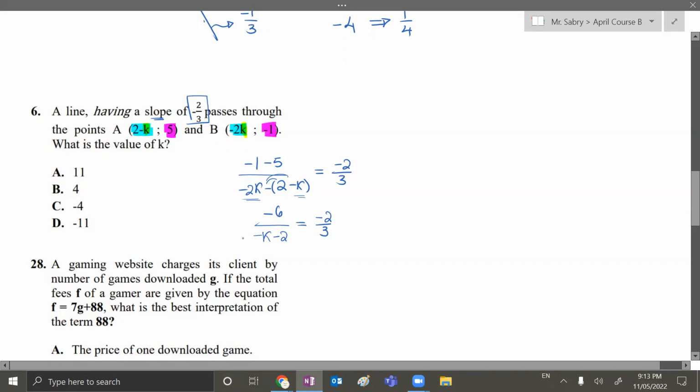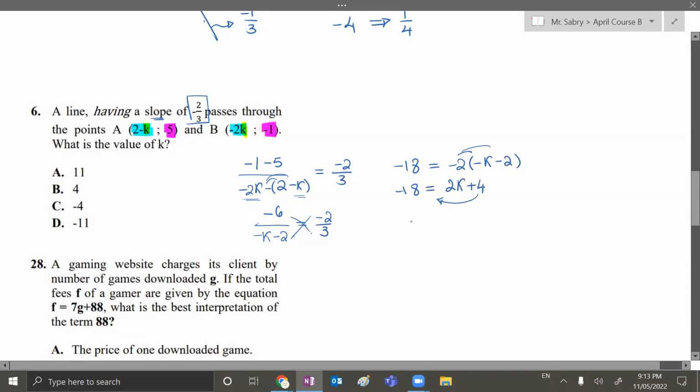Now, once I have two fractions that are equal to each other, I just need to cross multiply. We're basically multiplying the things that are connected to each other, and it's equal to each other. What does that mean? -6 times 3, which is -18, is supposed to be equal to -2, open a bracket, and put the negative k minus 2 in there. Distribute the -2, so I'll have -18 equals positive 2k plus 4.